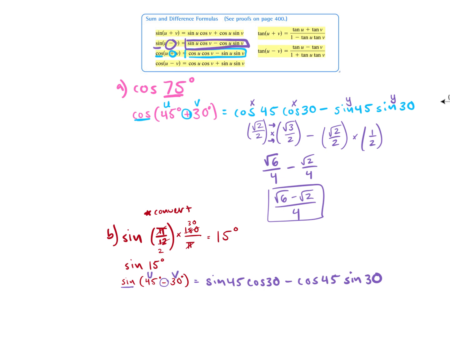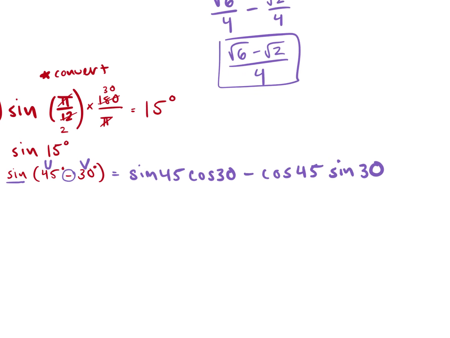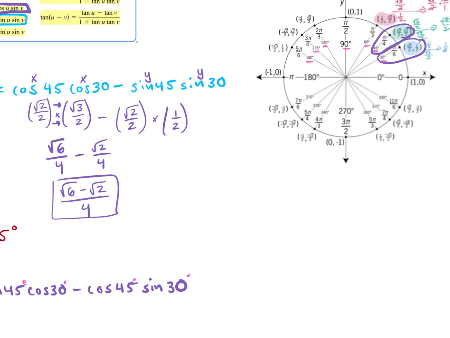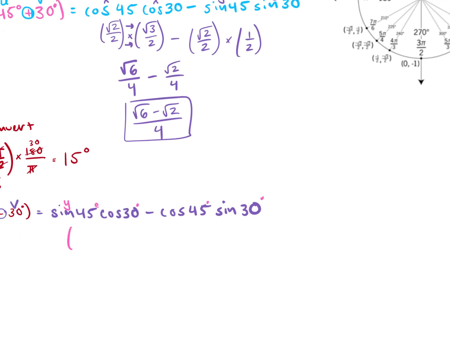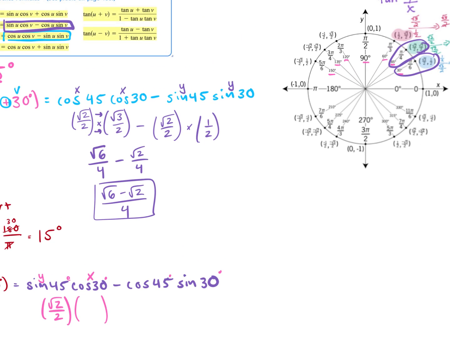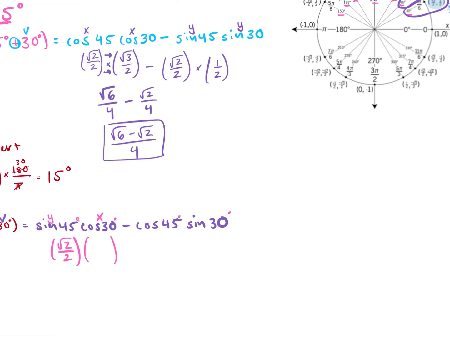From here, let's look at our unit circle. Sine tells us we look at what? The y. What's our y value at 45 degrees? Square root 2 over 2, perfect. What's our cosine? Cosine tells us we look at the x. What's the x at 30 degrees? Square root 3 over 2, perfect.